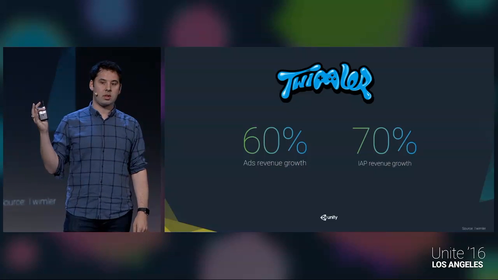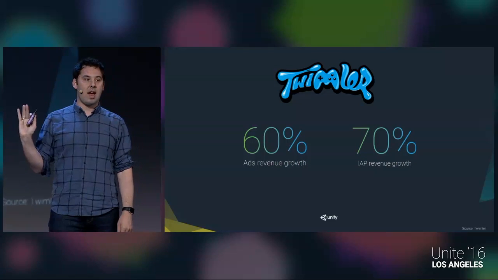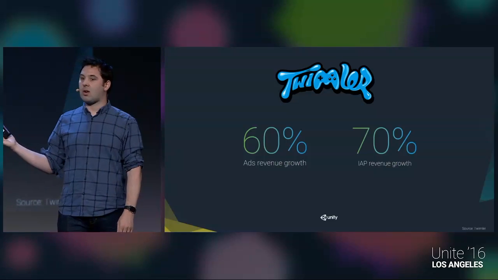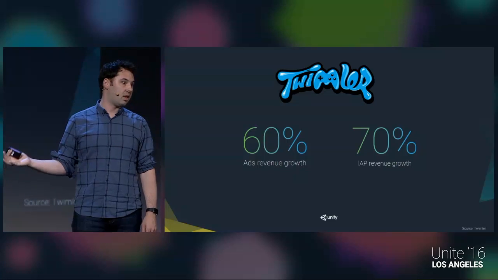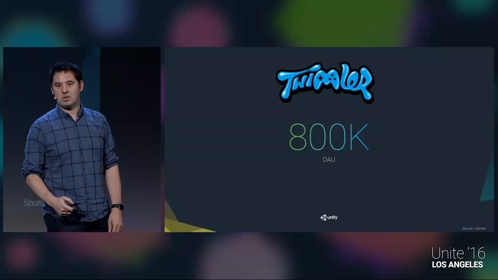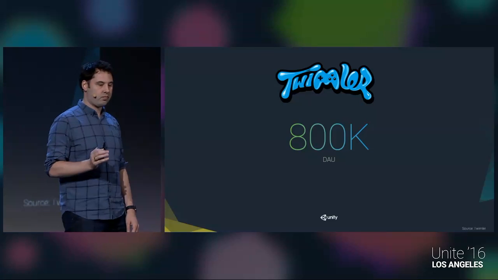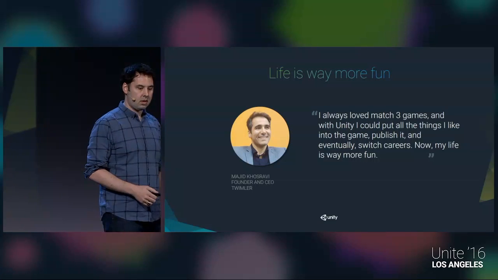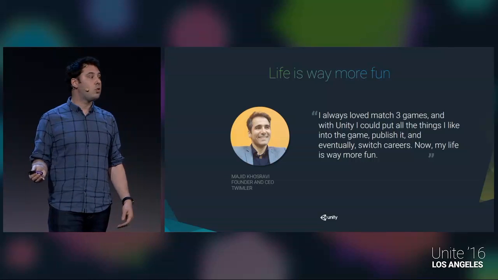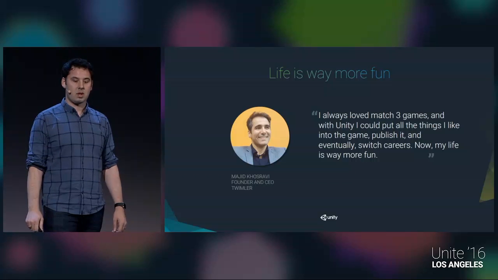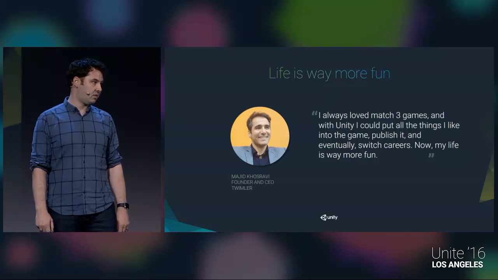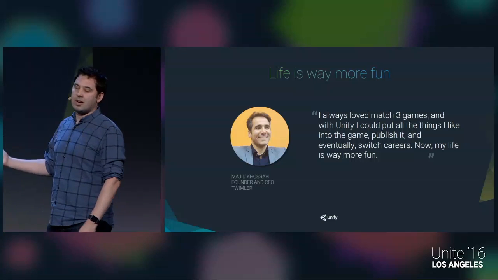What did we see? He was able to grow ads revenue per user 60% during this journey, and he was able to grow IAP revenue by 70%, all while scaling the studio to 800,000 DAU, as we mentioned before. By doing it right, Majid was able to leave his day job and do what he loved full time. He also built a studio of 7 people who love it just as much. I think this is the goal of every great game developer.